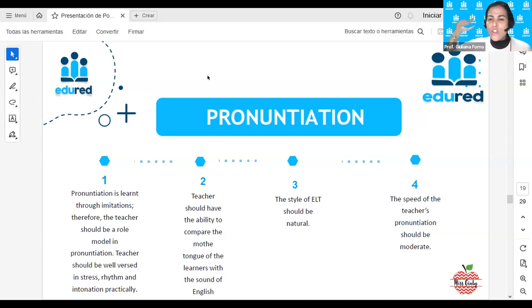You can be a C2 certificate. But when you want to speak after a long time of not speaking, you forget the words. You are thinking like, ay, what was this? What was the word? Ay, what was the word? Because you forget. You lose your fluency.